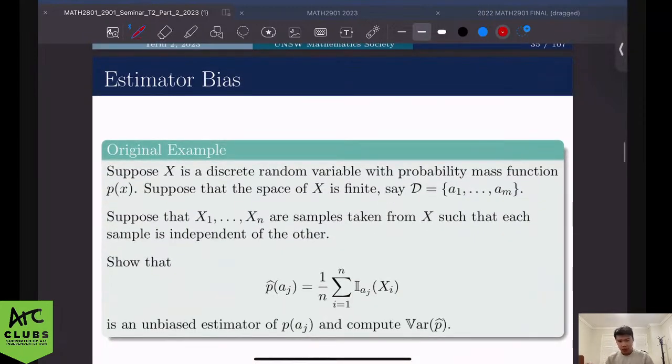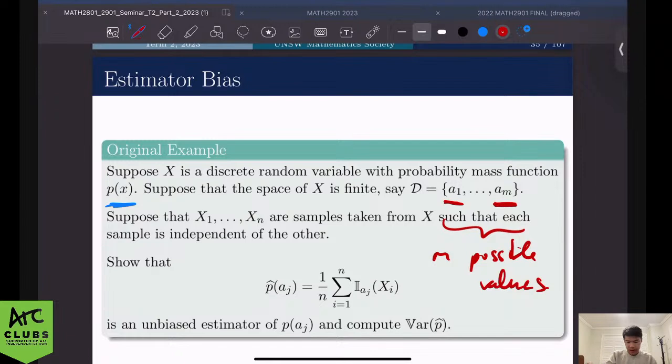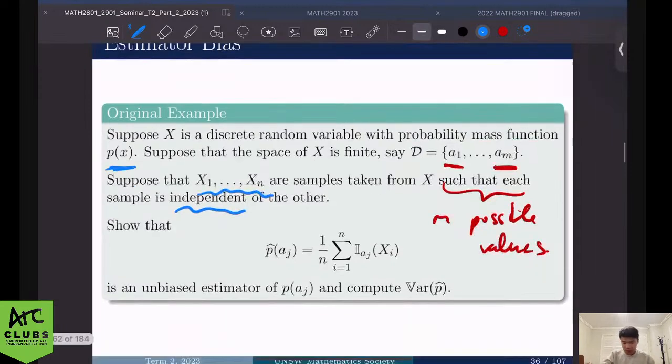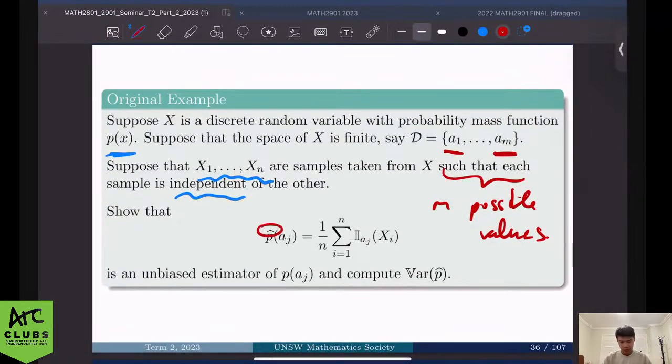Cool. All right, so let's do an example. Okay, so we've got a discrete random variable, and it's got probability mass p_X, and it's got a finite space, which means it can only take certain values. We've got our n samples. They're all independent, so this is often a property given to us. They're independent and identically distributed because they follow that same distribution. And remember the hat refers to an estimator of that quantity. So you've got an estimator of p(a_j), which is just, if you recall, the probability of getting a_j. So I'll write that out: the probability that X is equal to a_j.